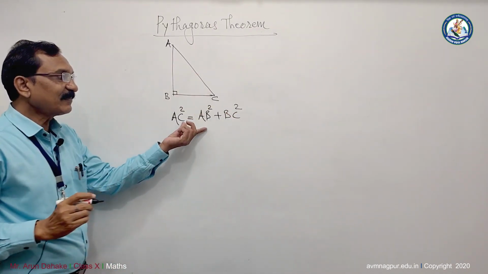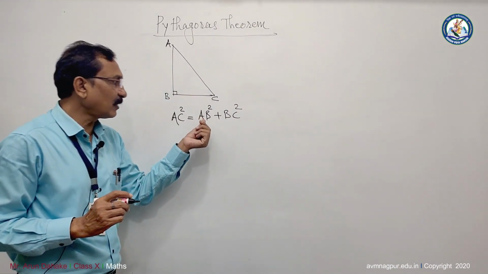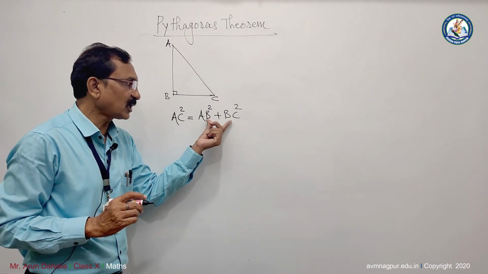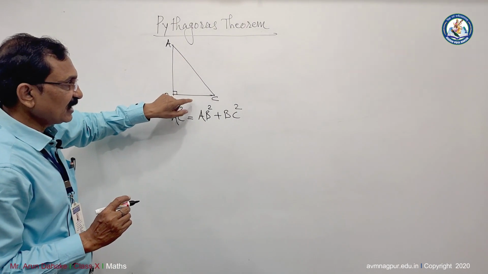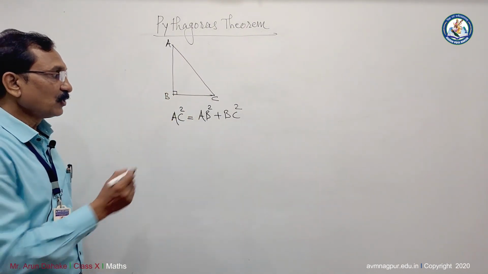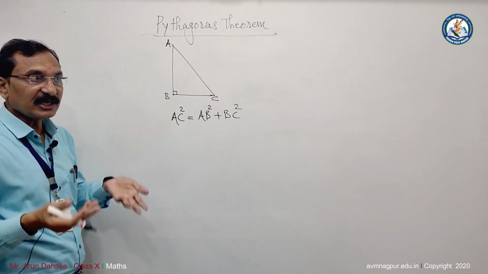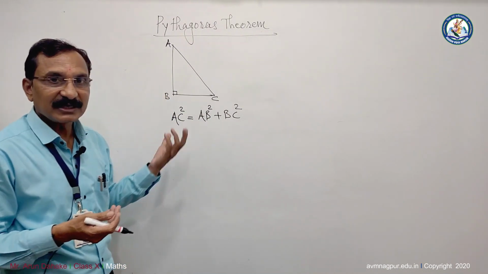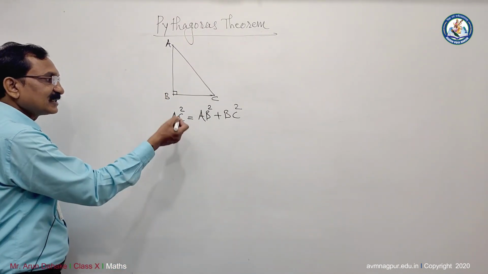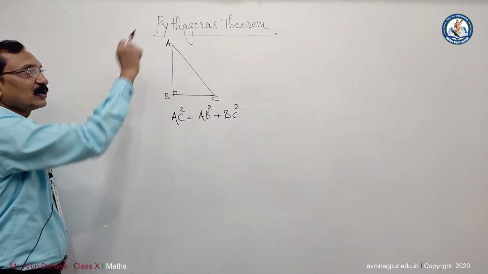So, what is the statement? The square of the hypotenuse is equal to the sum of the squares of the remaining two sides, that is the perpendicular sides. AB and BC are perpendicular sides. We have to prove this. This is the statement of this theorem. But how is it proved? Now we'll see the proof of this theorem. The statement is this one. Now in 10th standard, how it is proved by Pythagoras.